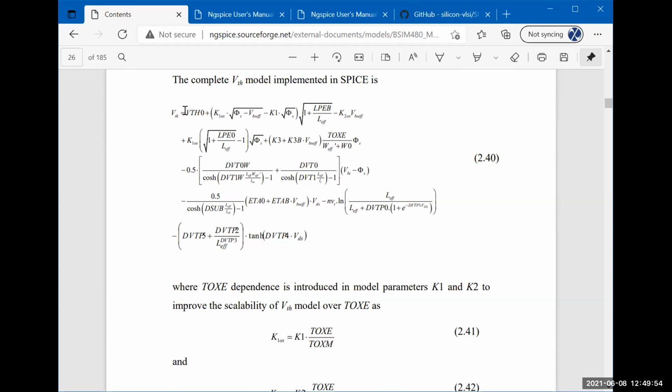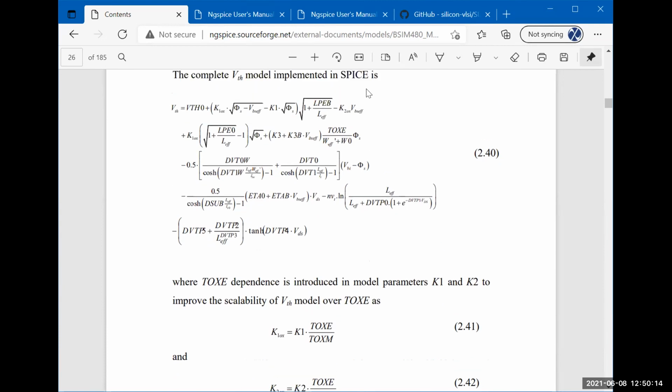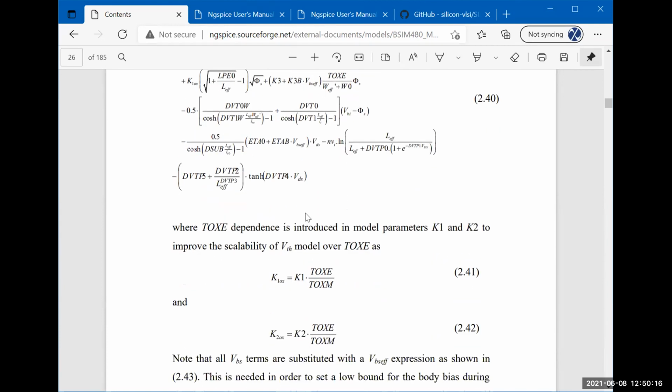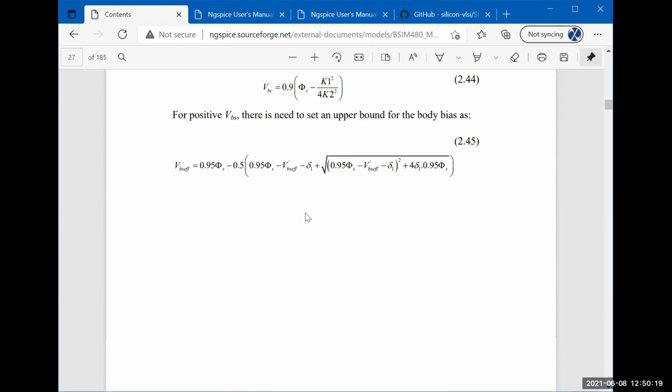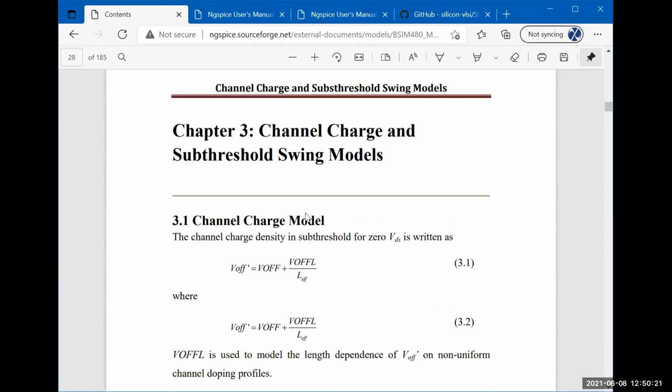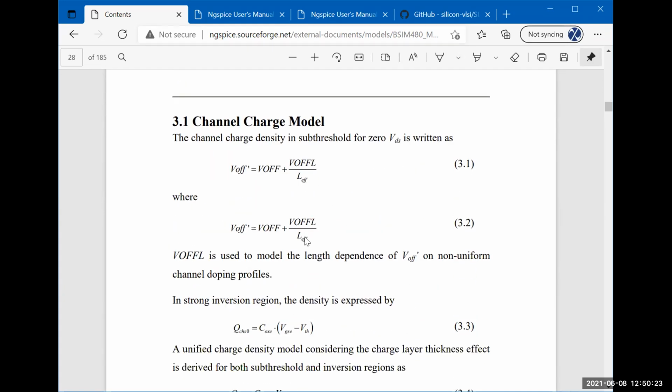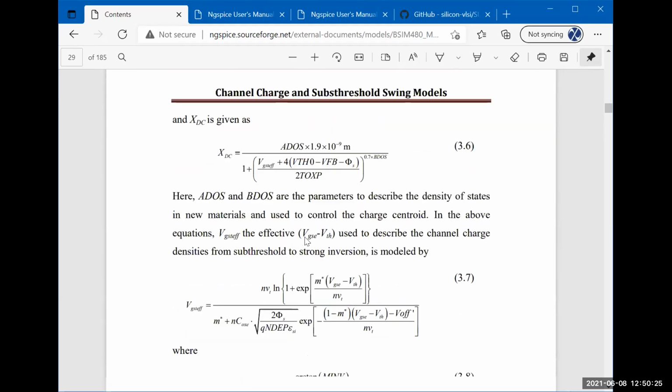You can see there is a VT0 here, but after that, it's just a gigantic number of empirical fitting terms, which is done after the chip comes back, they measure it and all that to make sure it matches. So when you're simulating, you can see how complex these equations are just for one VT equation. Same thing for subthreshold, channel charge and subthreshold models for each one.